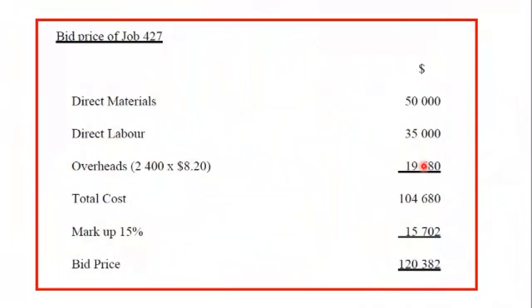Right, so we got the 2,400 by 820 equal 19,680, and we add these three, we'll get the total cost. Then we have 15% markup. Okay, now you have to look at this 15% carefully. If it says markup, well, then you could just mark up this figure by 15%.